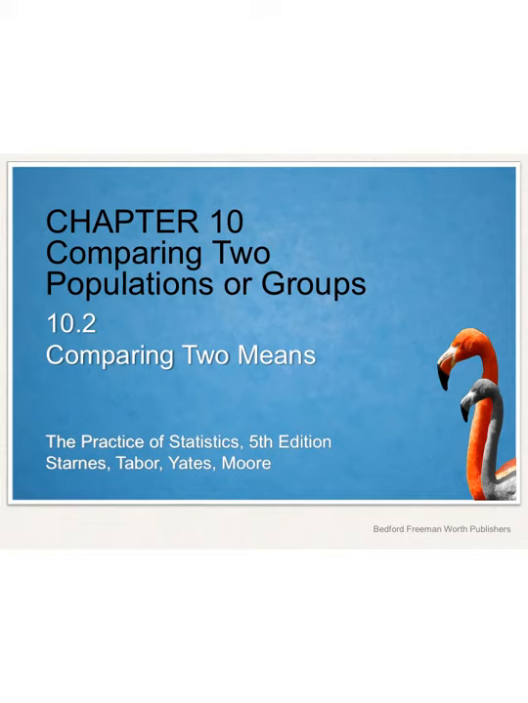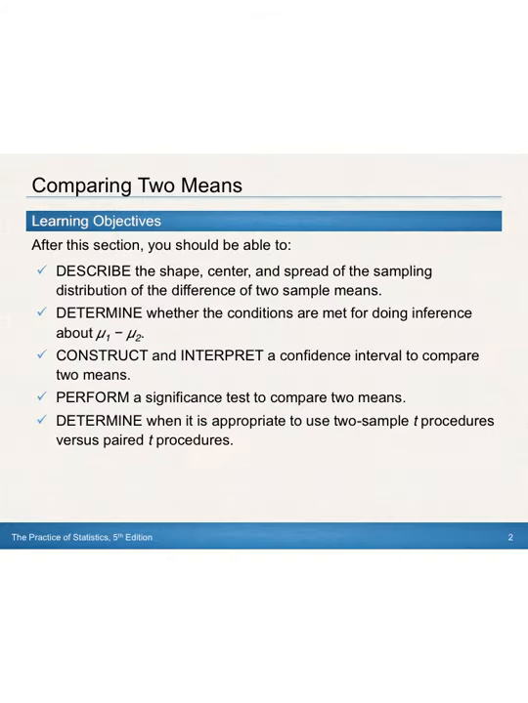So the second section is very, very similar to the first section, except we have to look at when we're comparing two means, how is it a little different than comparing two proportions? We'll cover how the shape, center, and spread of the sampling distribution of those differences is. We're going to look at conditions again, and confidence intervals and significance tests, and also making sure that we recognize that most of the time, you're going to be looking at a two-sample T procedure versus a paired T procedure.